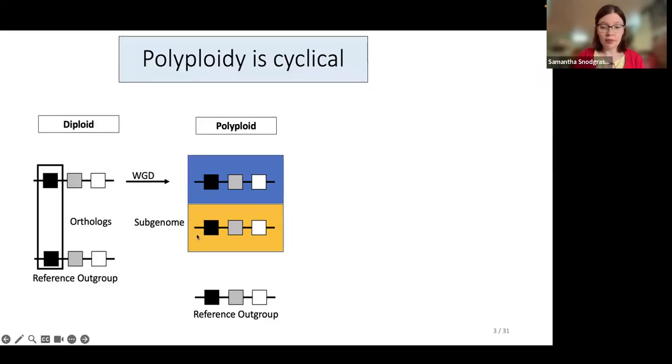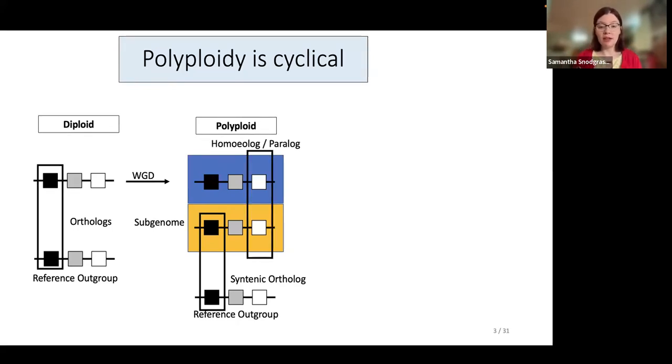Each one of these colored boxes represents one copy of that genome of the original diploid, which are now called subgenomes in the polyploid. If that gene order has been conserved in the polyploid relative to that reference outgroup, we can still consider these syntenic orthologs. And when we're talking about the duplicates themselves, we use this special term called homeolog, with an extra E-O in there, or a paralog. Now, I will tend to use homeolog throughout this talk, but both are seen in the literature.